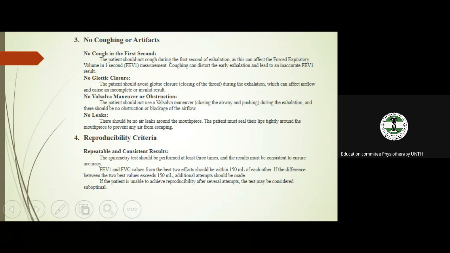Then there is the reproducibility criteria: repeated and consistent results. The spirometric test should be performed at least 3 times, and the results must be consistent to ensure accuracy. FEV1 and FVC values from the best 2 efforts should be within 150 mils of each other. If the difference between the 2 best values exceeds 150, additional attempts should be made. If it exceeds 150, you should try again. The 3 maneuvers, some machines, you continue. Some patients will do up to 5, depending on the type of machine.